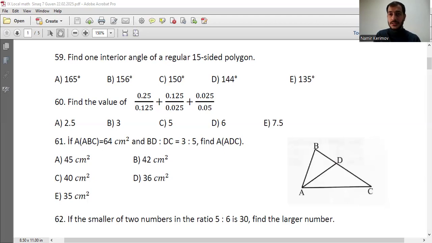It's easier to find the exterior angle first because you just divide 360 by the number of sides. That will be 360 divided by 15, equal to 24. And then we know that interior and exterior angles are supplementary angles, which means their sum is 180. And then you just subtract 24, that will be 156, which is the interior angle.